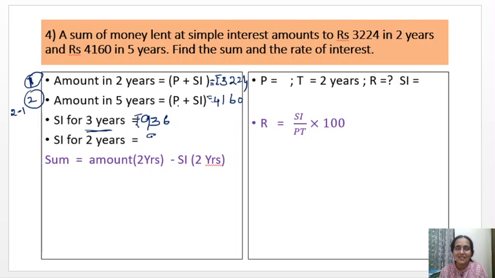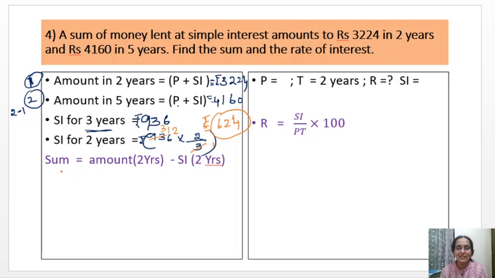Simple interest for 2 years can be calculated using the unitary method. It is 936 into 2 by 3 rupees. Let us do the sum. 3 3s are 9, 3 2s are 6, 2 2s are 4, 2 1s are 2, 2 3s are 6. It is rupees 6,024, it is rupees 624.